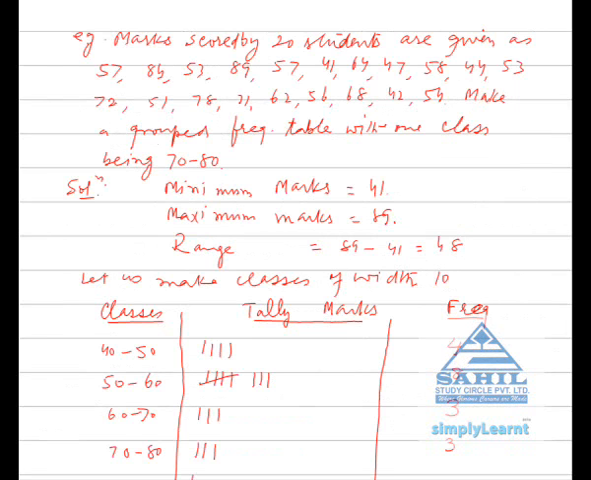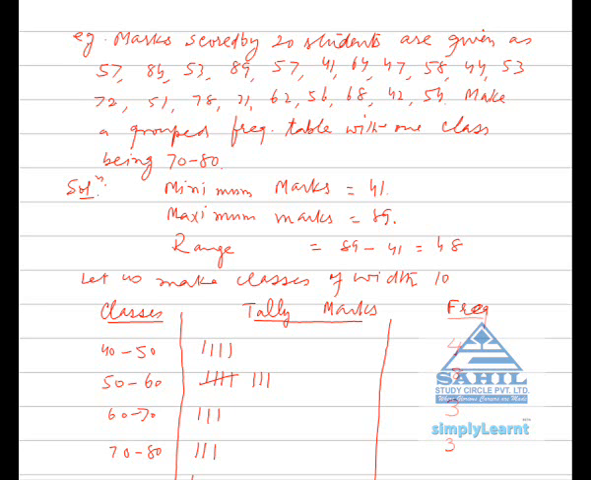For example, marks scored by 20 students are given as 57, 84, 53, 89, 57 and so on. Make a good frequency table with one class being 70 to 80. The minimum marks in the whole group are 41, the maximum are 89. The range, which is the difference of maximum and minimum, is 48.